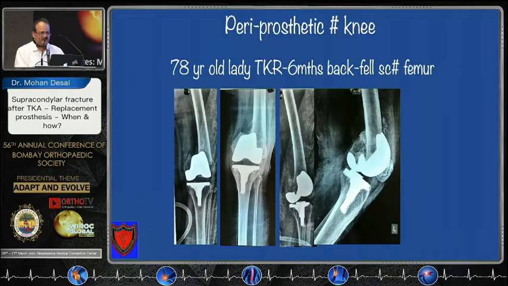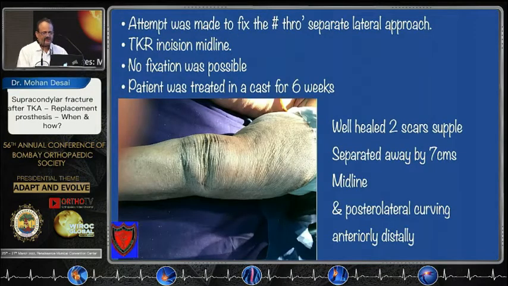So now I will go through the examples. A 78-year-old lady, total knee replacement was done 6 months back. She fell down and had a supracondylar fracture. This was the picture, and the surgeon tried to fix it through a separate lateral approach. It was so comminuted that no fixation was possible, and he chose to give a cast to that lady for 6 weeks. Now we had a central midline incision, and there was another incision, a railroad on the lateral side. They were well healed, and they were separated by 7 centimeters.